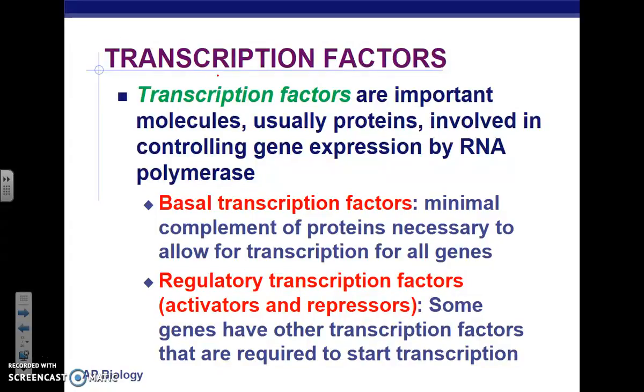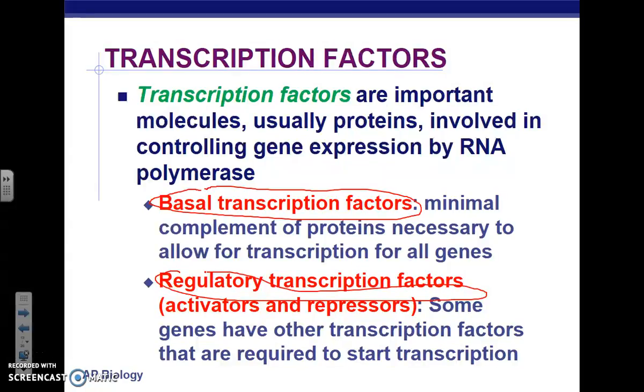So transcription factors are protein molecules that turn genes on most of the time. There are some negative transcription factors that can also turn genes off. There are two types of transcription factors. The first type is called basal transcription factors, and these are required for all genes to be turned on. Like every single gene requires the same sort of basal transcription factors to bind to the promoter so RNA polymerase can bind. Then there are regulatory transcription factors, and these are specific for a specific gene.